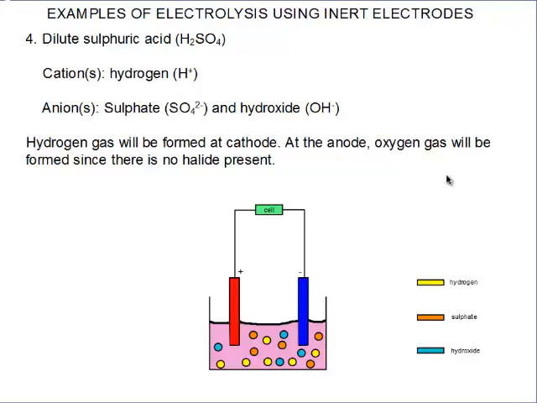In the last of our examples, we're going to talk about dilute sulphuric acid, H2SO4. The key word here is dilute sulphuric acid. So that means this acid is just very little, and then the water is more than the acid. Now for the cation, we have hydrogen. Hydrogen from water, hydrogen from the sulphuric acid. For the anions, we have the sulfate, and then we have the hydroxide. There are two anions, sulfate and then hydroxide.